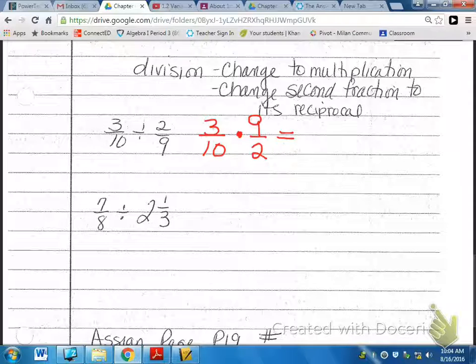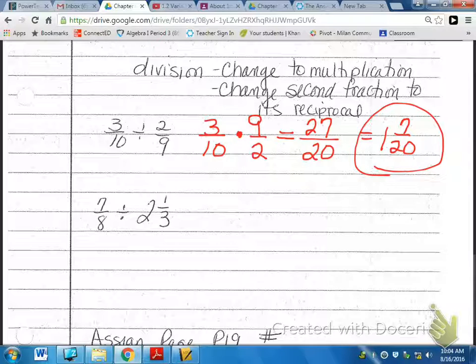So this one, I'm going to multiply 3 times 9 is 27, and 10 times 2 is 20. You can really just leave that 27/20ths if you would like. If for some reason you did need a mixed number, then 20 goes into 27 one time with 7 left over. This was a positive divided by a positive, so it stays positive 1 and 7/20ths.